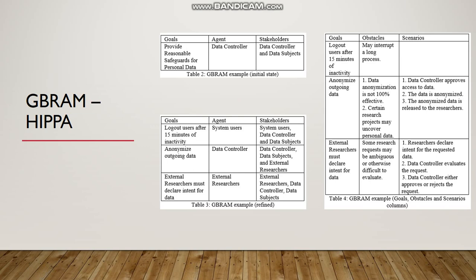As part of the refinement and elaboration stages of the process, the obstacles and scenarios columns have been added. These columns are optional and added as needed in order to clarify the requirements or processes. They're split up here to illustrate the iterative process, but the final product would be a combined table of tables 3 and 4.